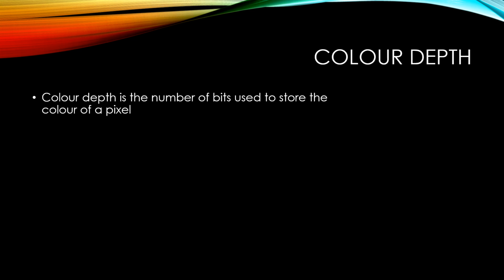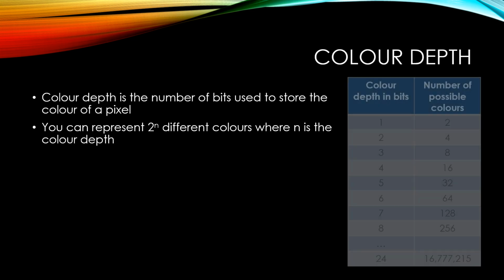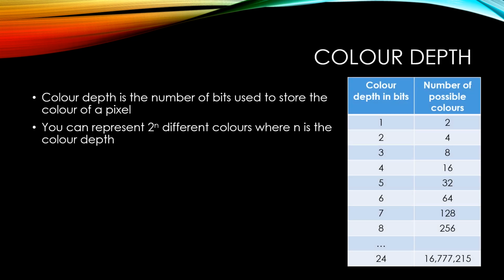Color depth is the number of bits used to store the color of a pixel. You can represent 2 to the power of n different colors, where n is the color depth. So, if we use just 1 bit for representing color, we can only have 2 colors in our image. With 2 bits we can have 4, and so on.